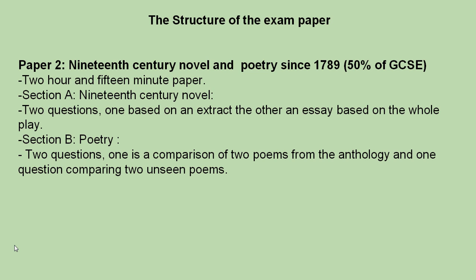The first section is based on your 19th century novel, one extract and one essay, just like in paper 1. And then section B, which is poetry, we're going to focus on the first of two questions. One is a comparison of the anthology poems, and one is an unseen comparison.